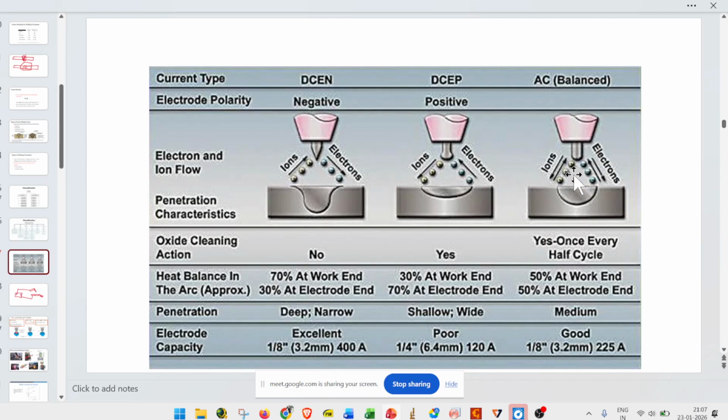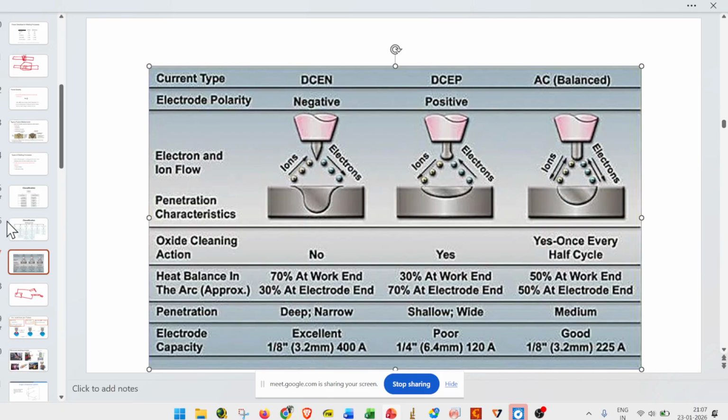So in the case of AC, the cleaning action takes place only in one half of the cycle, because in one portion it will be DCEP and in the other portion it will be DCEN. Okay, so these three classifications are okay, right? And the second thing we have to consider is that in the DCEN case, because less heat is generated at the electrode side, we can use a much thinner electrode also. It is mostly in the case of TIG.